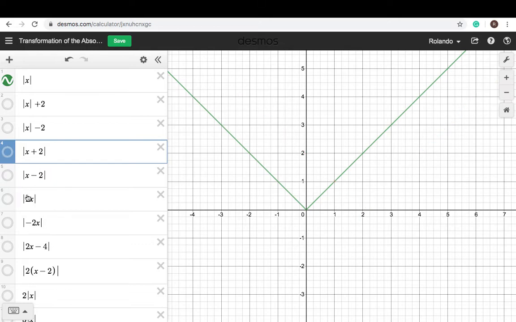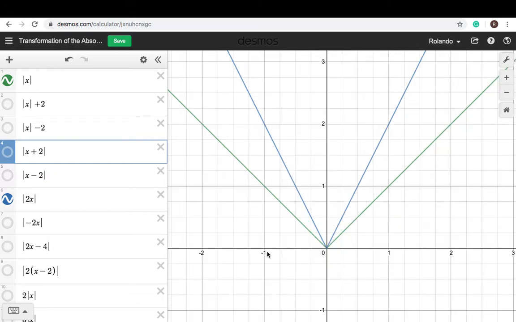Now, if instead of adding or subtracting a constant, we multiply the expression inside the absolute value function by a factor, let's say 2, notice what will happen. The effect here is, originally you have here x equals 1. By multiplying by 2 here, you get the inverse of 2, which is 1/2. So that x equals 1/2 will have the same height as this one.